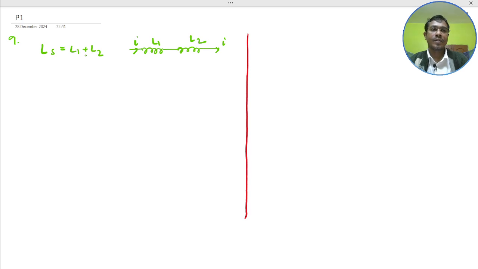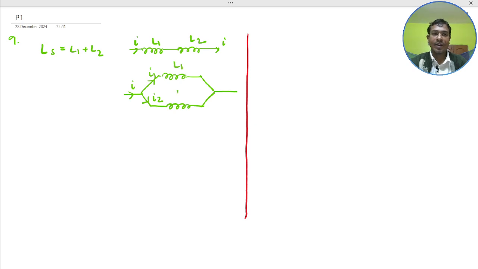and for the parallel case, suppose this is the one, and here the currents I1, I2, total current I, and this is the L1 and the L2. For that case the L parallel would become 1 by L1 plus 1 by L2.